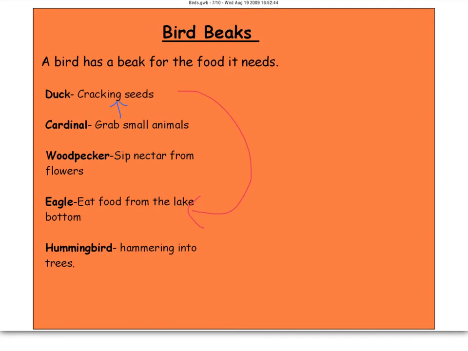Woodpeckers, they're not going to sip nectar. We know what woodpeckers do. They're going to hammer into the tree. Eagles will swoop down and pick up small animals. So that's them. And then hummingbirds like to sip nectar. So these are some beak purposes. All the beaks are different, just like the feet are different, because they all do different things, eat different things, live different places, so that's really important.